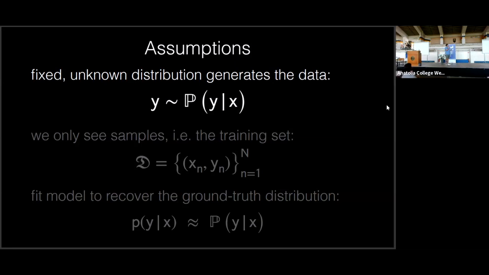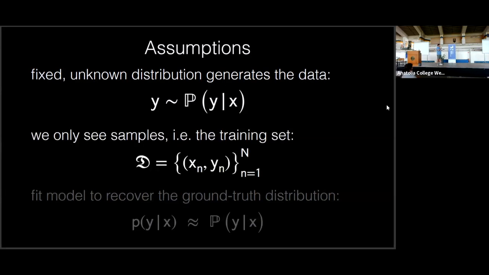I'll call it P double bar. So it's a classification task. Y are the labels, X are the features. So we have some fixed underlying distribution that we don't know about, and that's what generated our data. And we only see samples from this underlying distribution. So we see a training data set D with n samples in it.